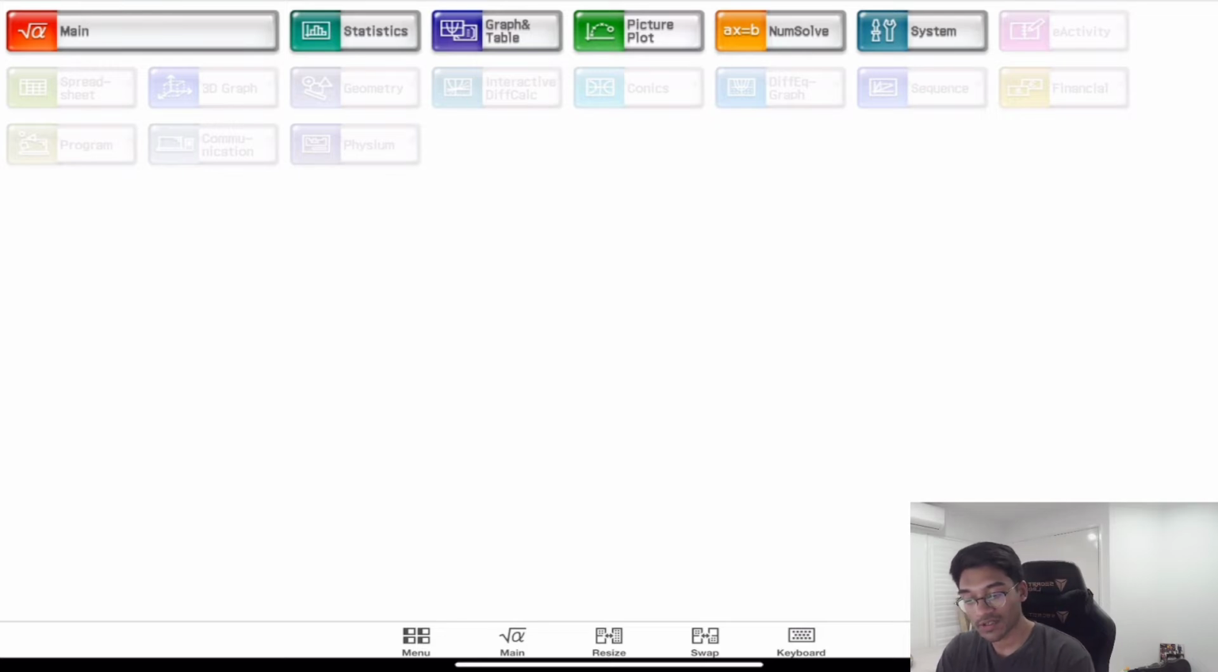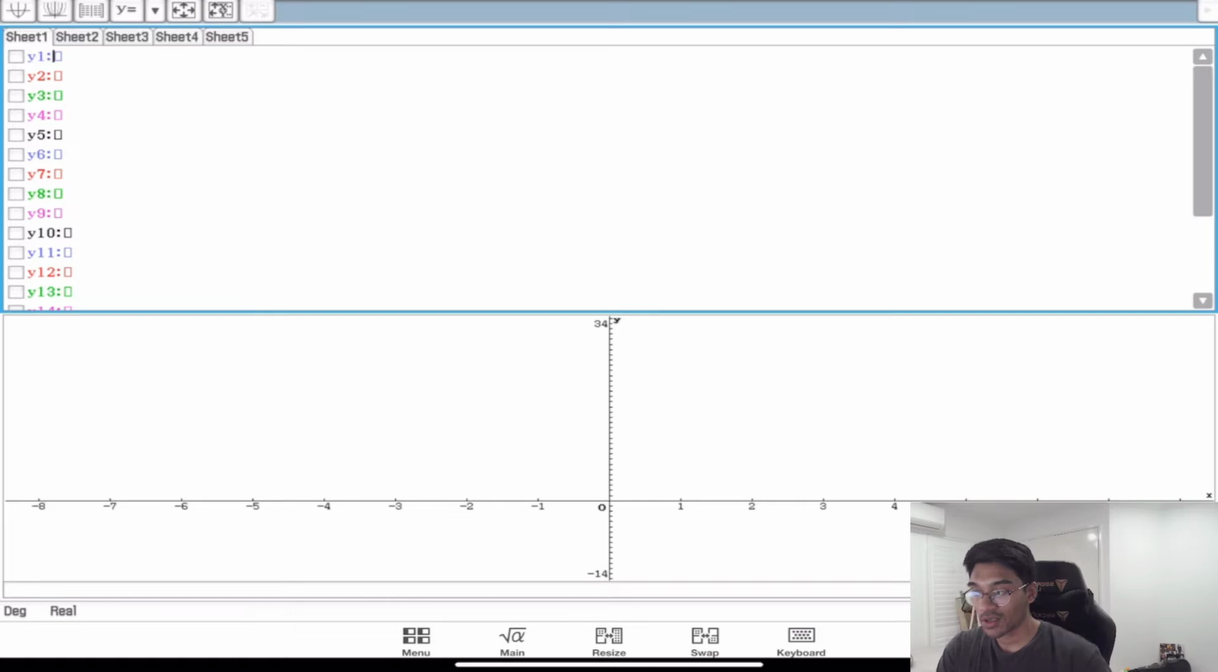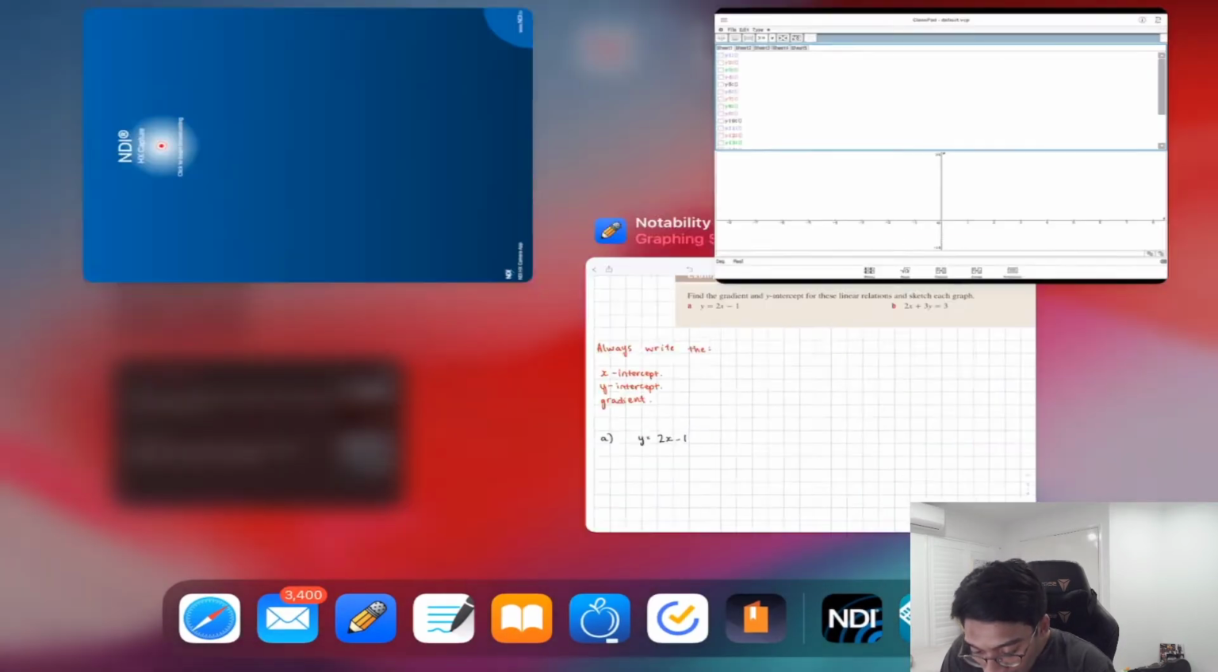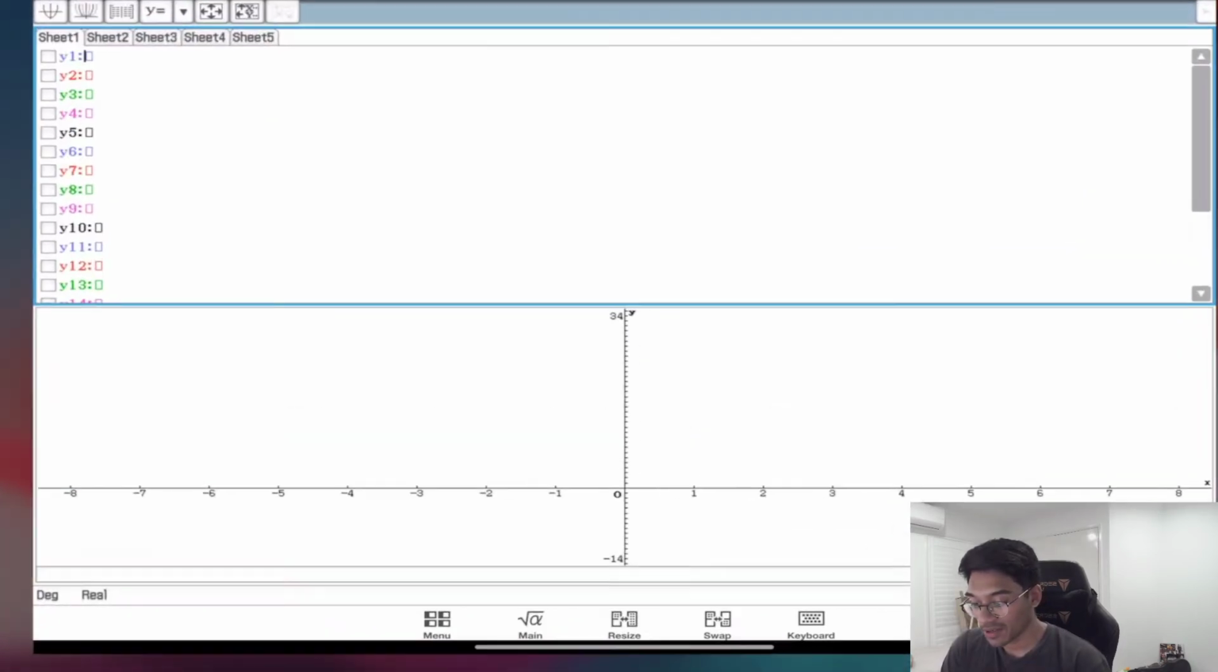But you'll have access to something called graph and table. You want to click on that one. So graph and table, and you'll be brought to this screen. From here, all you're going to do is put the equation of our graph in there. Now remember, we want it in y is equal to mx plus c form. So we might have to rearrange the equation. So for instance, that one back there, it was y is equal to 2x minus 1.